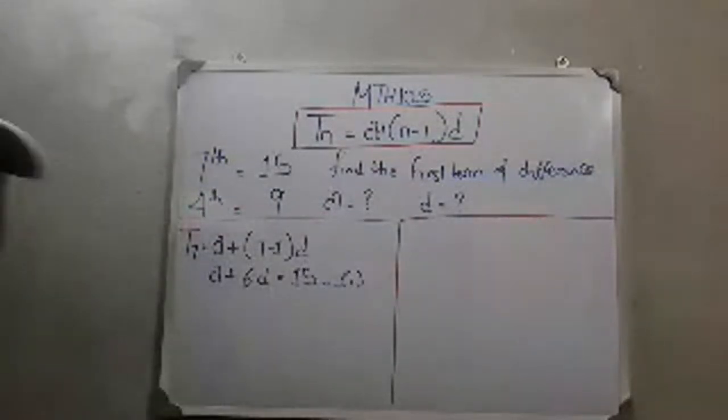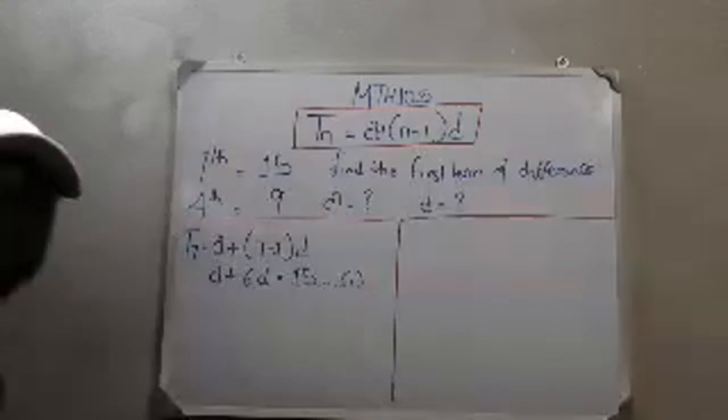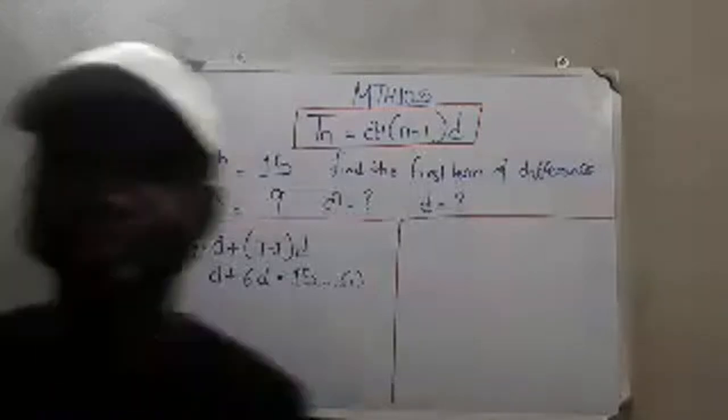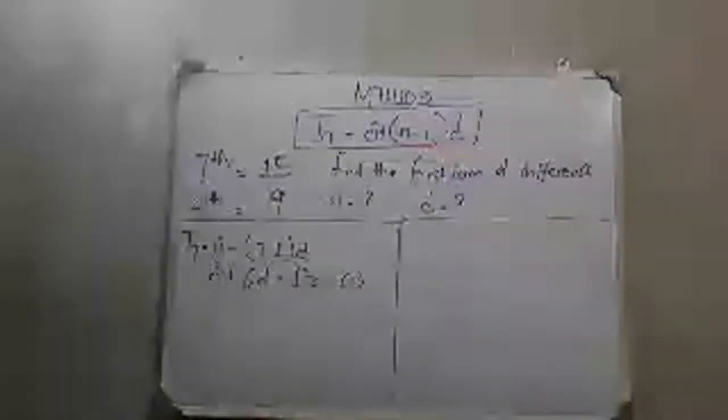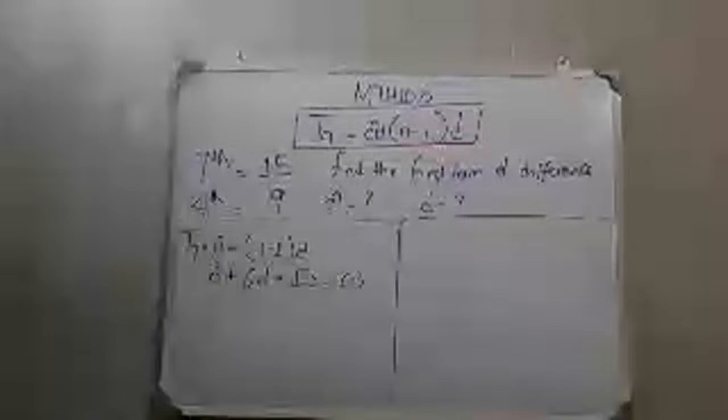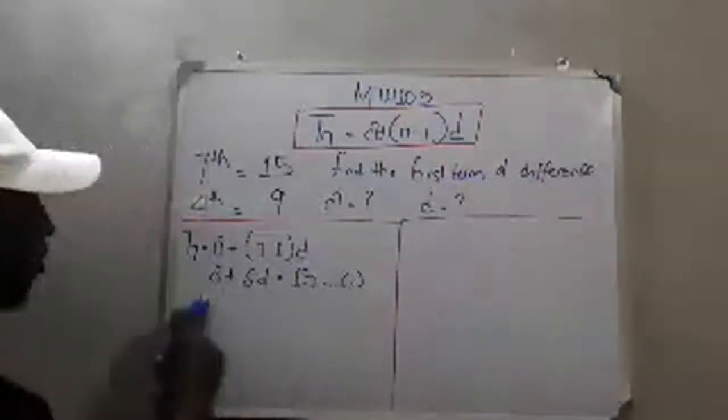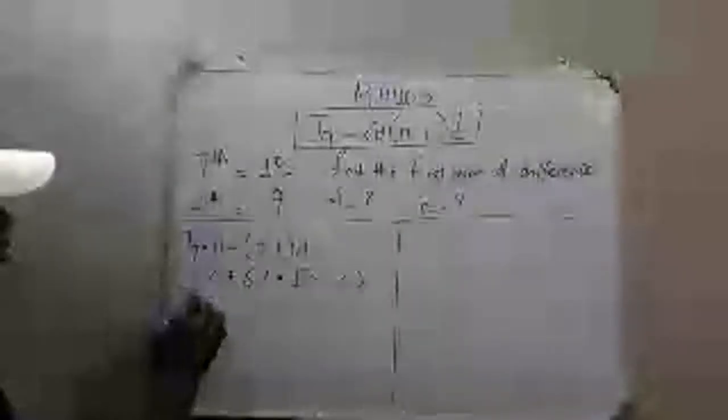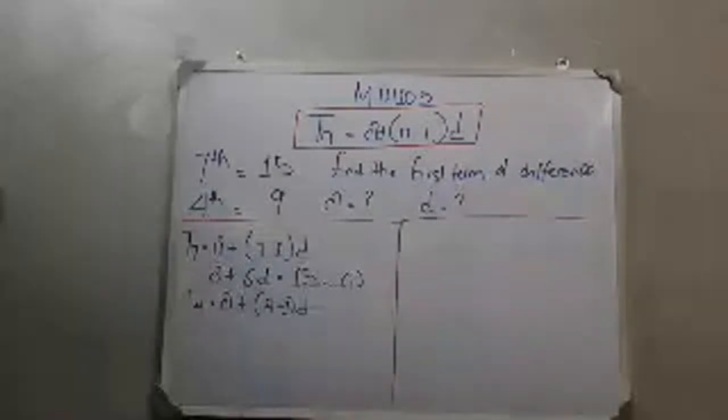Are we good to go? Are we on the same page? Mr. Alfred, are you there? Are we good to go? Now let's do it for T4. So we have A plus. Mr. Alfred, are you there?